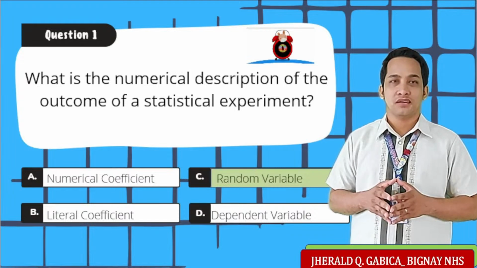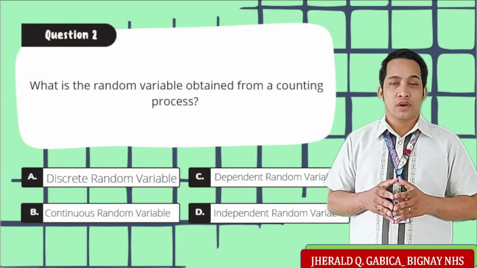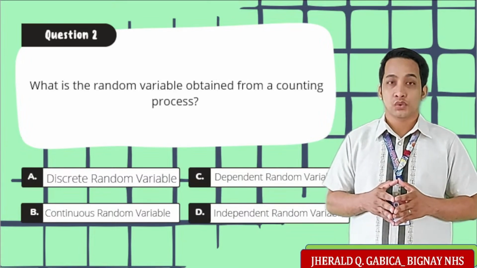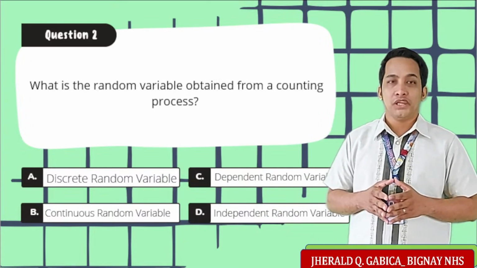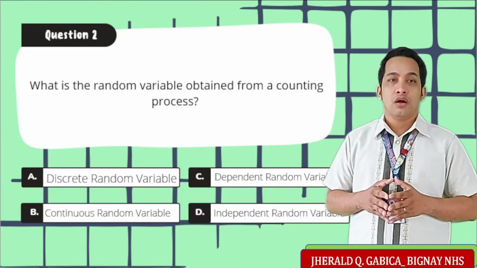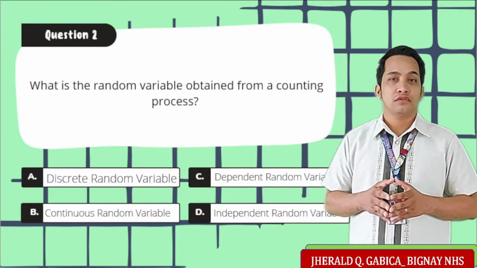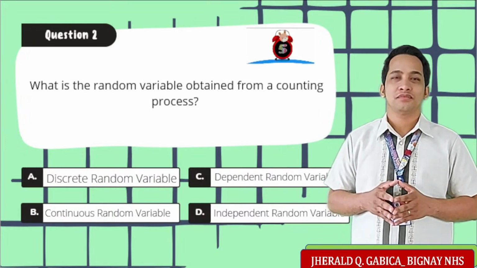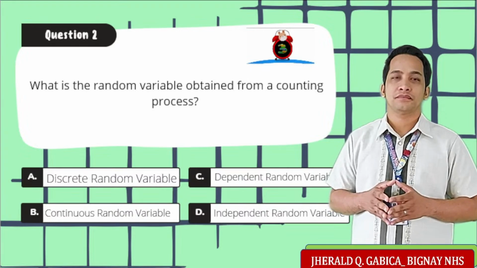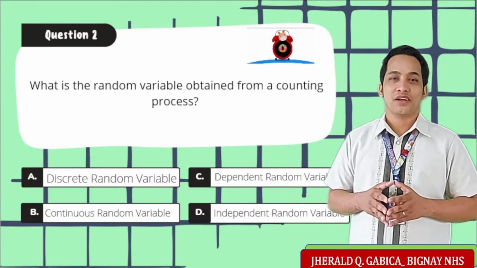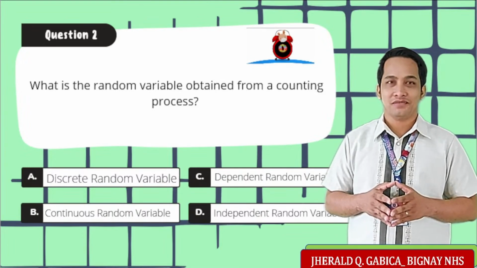Let's have the second item. What is the random variable obtained from a counting process? A. Discrete random variable. B. Continuous random variable. C. Dependent random variable. Or D. Independent random variable. 5 seconds. Go. Time's up. The correct answer is A.